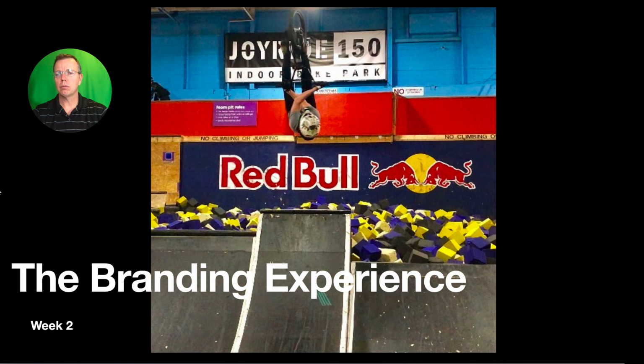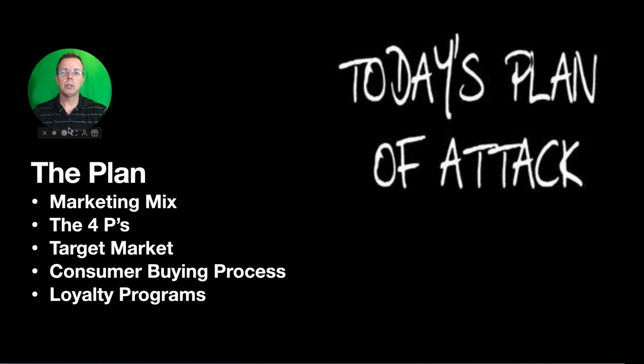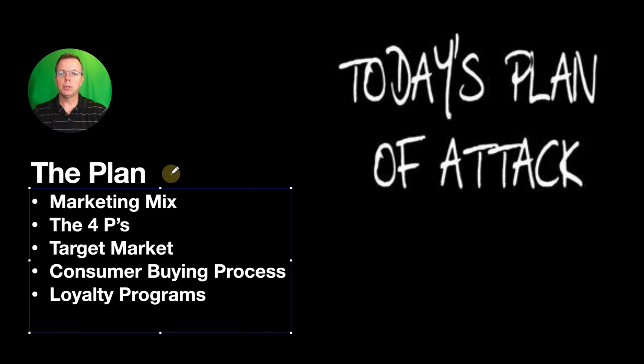So let's get right into it and look at what we're going to be doing today. Today we will be covering the marketing mix. We'll talk about the 4 Ps. We will talk about who our target market is. What is a target market? What does that mean? We'll look at a consumer buying process. Why is that important? Does it really matter? And last but not least, we'll look at loyalty programs and whether they're effective. There's going to be an assignment at the end of class that ties into loyalty programs.